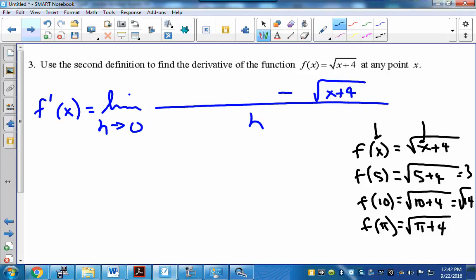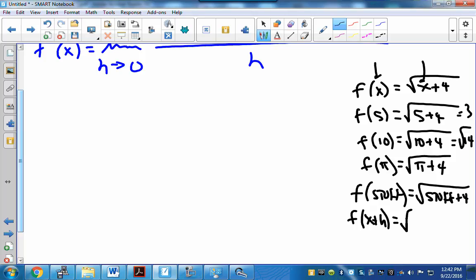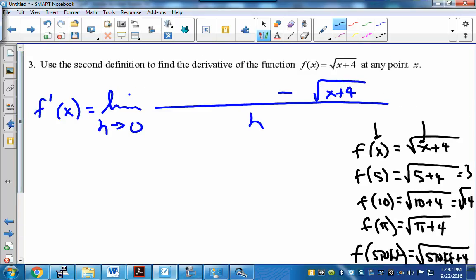So if we wanted the f of stuff for this function, it's the square root of stuff plus 4. What we want is f of x plus h, so that's the square root of x plus h plus 4, and that's what goes in our difference quotient. Again, hopefully you don't have to do that for every problem.